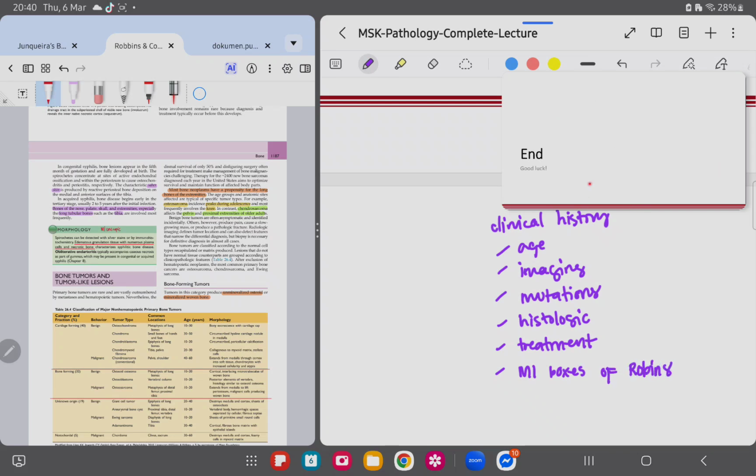So, are there questions regarding the projection exam or anything related to bone and soft tissue pathology?